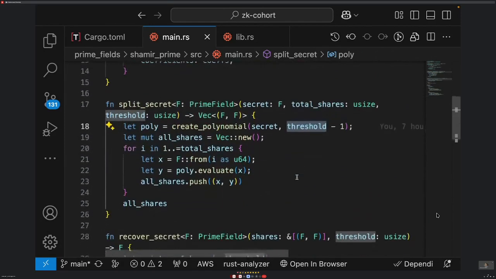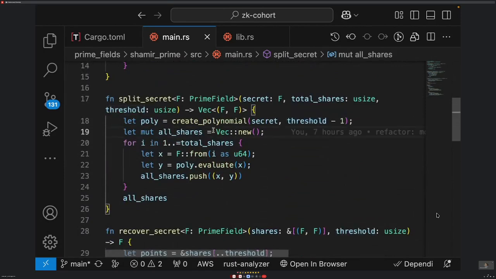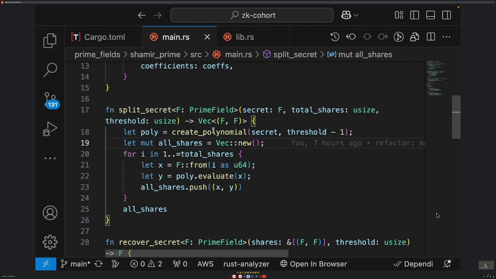So now the next one is the threshold. As I said, split secret is a function that takes 3 parameters. The secret that you want to split, which is of type F, the prime field. It takes a size, the total number of people I want to share my secret with. Then threshold takes the number of people that, when they come together, should be able to create that secret.